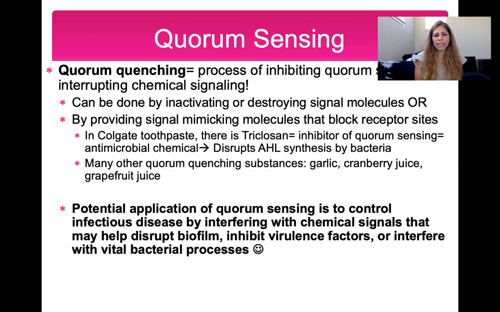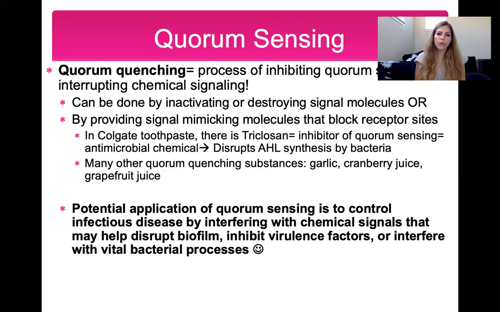An example of this is Colgate toothpaste, which has an antimicrobial chemical called triclosan, and this is an inhibitor of quorum sensing because what it does is it disrupts AHLs. AHLs are autoinducers in gram-negative bacteria, so if you disrupt the release of AHLs from gram-negative bacteria, you won't form biofilms on teeth. So it's a good antimicrobial chemical, that's why it's in toothpaste.